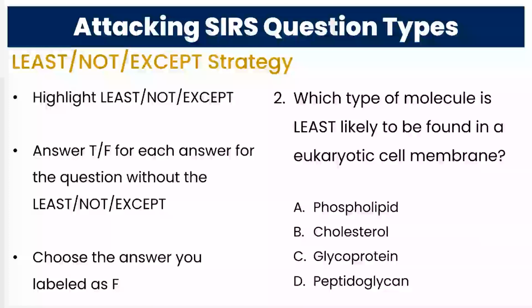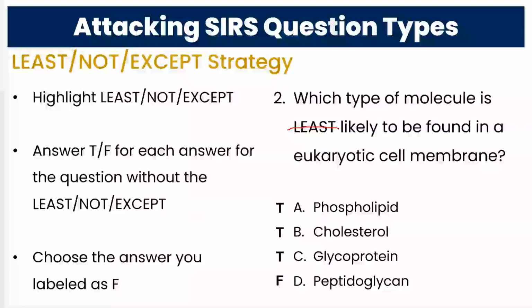So I always cross out the least, not, accept. I will actually strike out that word. So it just says which type of molecule is likely to be found in a eukaryotic cell membrane. And I'm going to true/false the answers without that word. So phospholipid, is that true if I take away the least? Yes. Is cholesterol true if I take out the least? Yes. Is glycoprotein true if I take out the least? Yep.